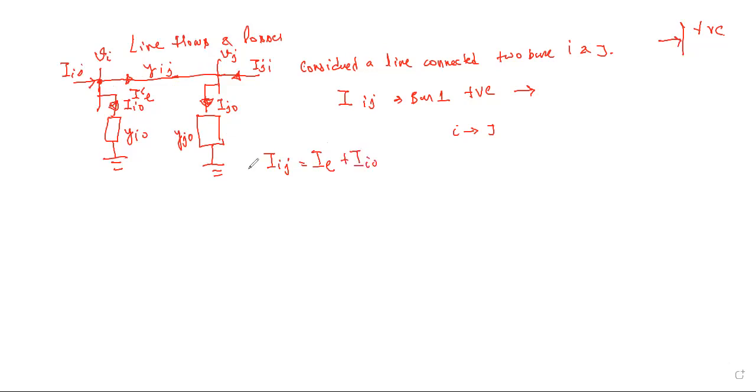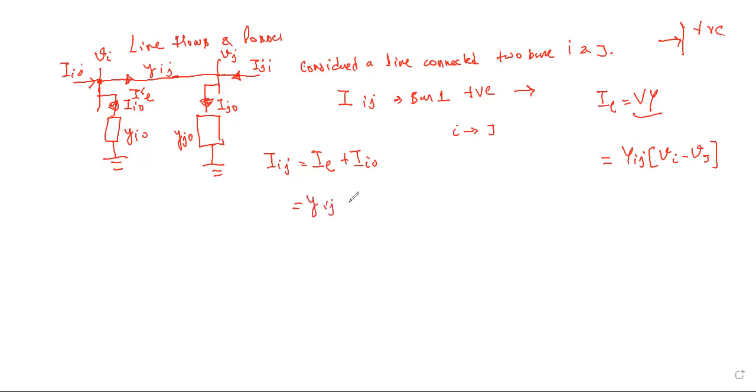So can you tell me the value of this bus I load? What is the I load? I showed you yesterday. I load will be in terms of Y, Yij into Vi minus Vj.